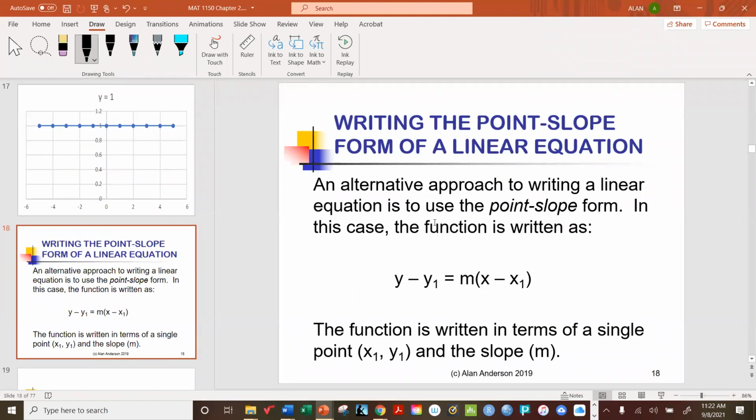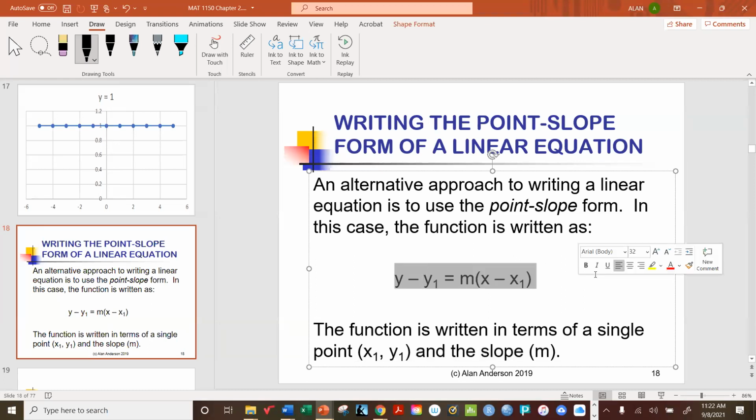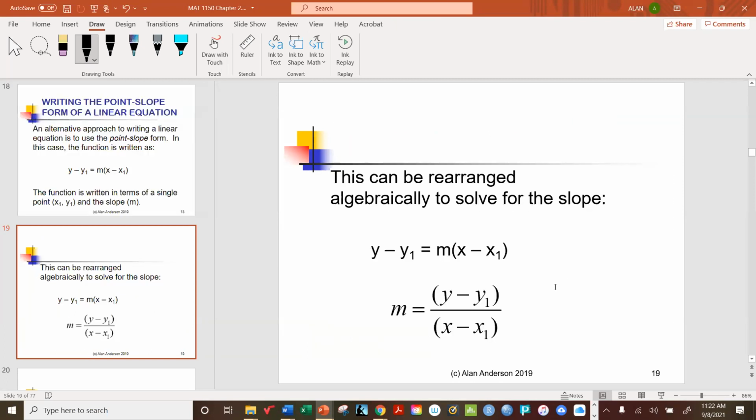Now, I mentioned before, there's an alternative approach to doing this equation. And you can see it's something you might not have seen before. Essentially, what you're including in this equation is 1 point and the slope. So in order to uniquely identify a linear equation, you either need to know the slope and the intercept or the slope and 1 point. This is the one you might not have seen in high school. They may have saved this because it's a little bit messier, but it has its uses as well.